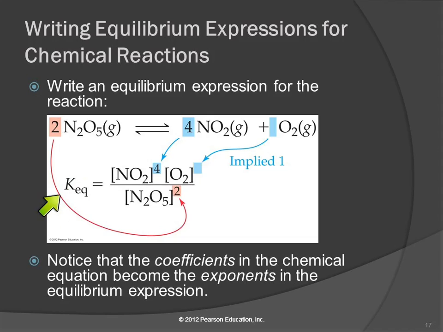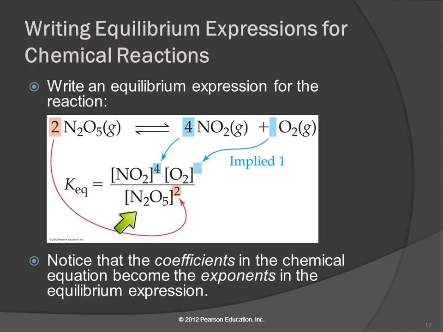So then the equilibrium constant for this is the concentrations of the products. So NO2 is one of the products, and then it's 4NO2, so this is NO2 raised to the 4th power. 1O2. O2 raised to the 1st power. So this was an implied 1, and this is an implied 1, because we don't need to write the 1 there because it doesn't change anything.